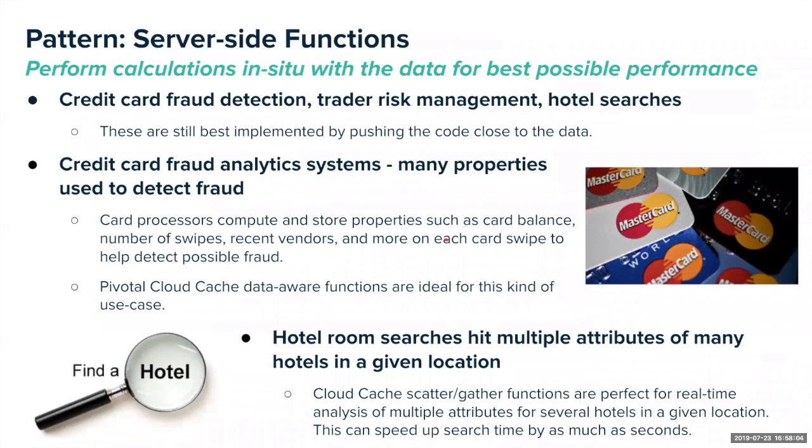And finally, server-side functions. Here, this is another success story, right? MasterCard is an existing customer of ours, and they use Pivotal Cloud Cache for credit card fraud detection. What this is saying is that applications like credit card fraud detection or trader risk management are best implemented if you can push the code implementing that functionality closer to the data itself. So MasterCard is a use case, and they use it for this very purpose.